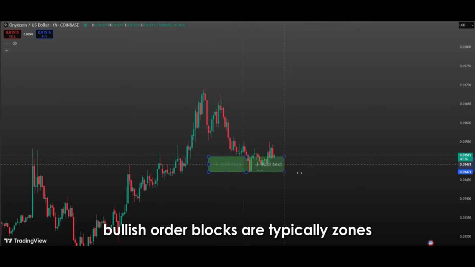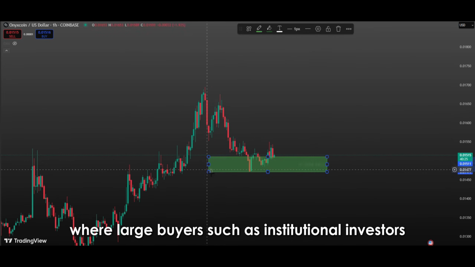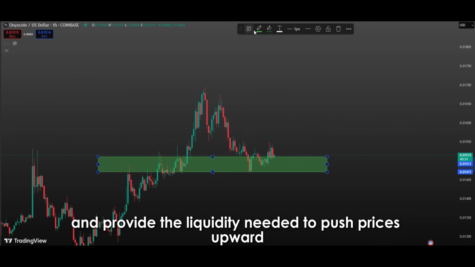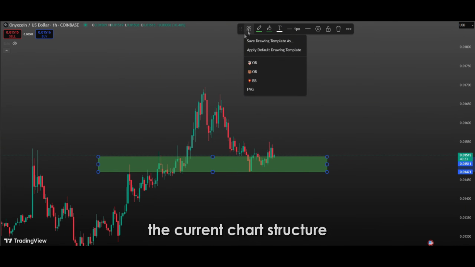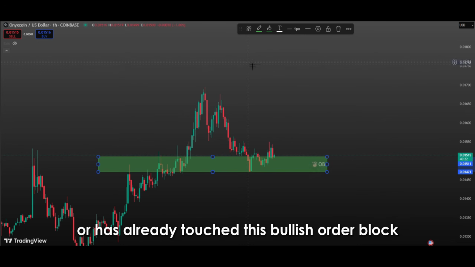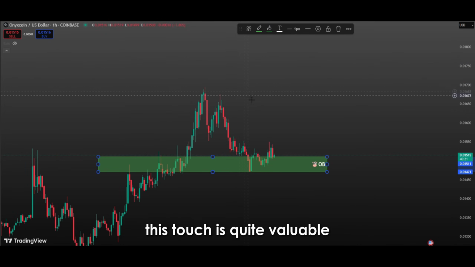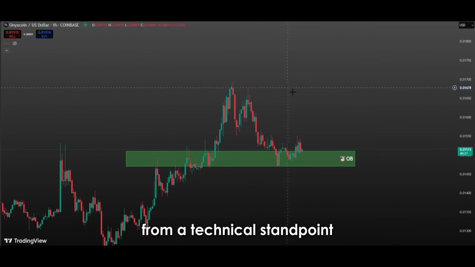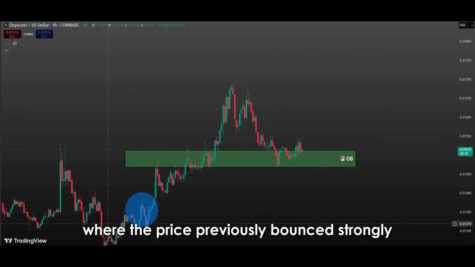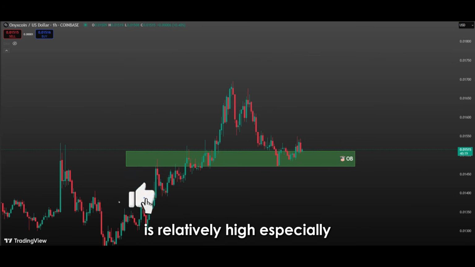Bullish order blocks are typically zones where large buyers, such as institutional investors, enter positions and provide the liquidity needed to push prices upward. The current chart structure shows that the price is approaching or has already touched this bullish order block. This touch is quite valuable from a technical standpoint because the likelihood of an upward reaction from this area, where the price previously bounced strongly, is relatively high.